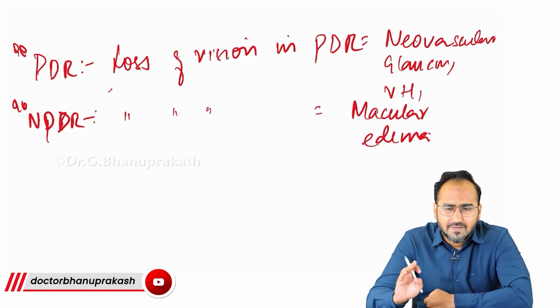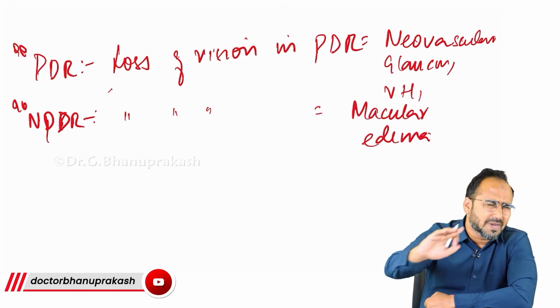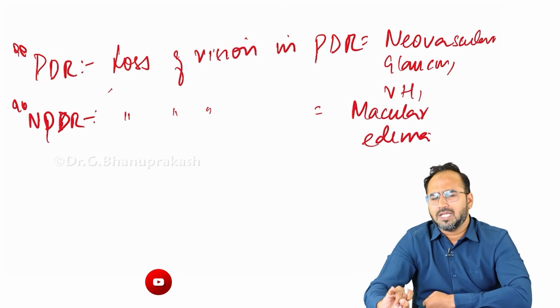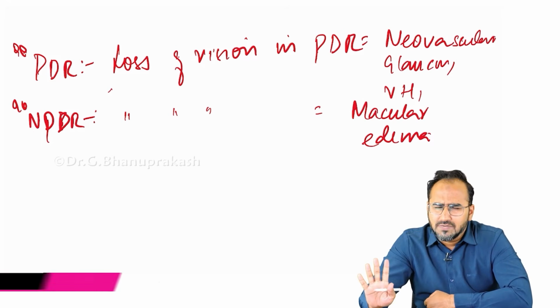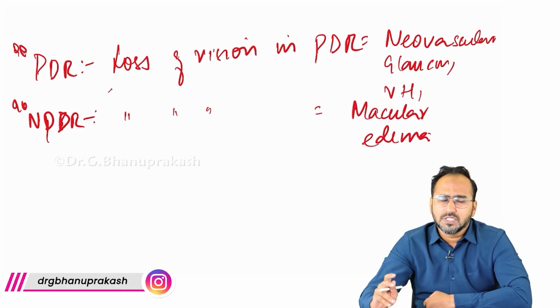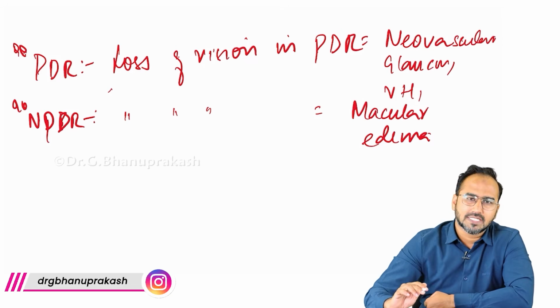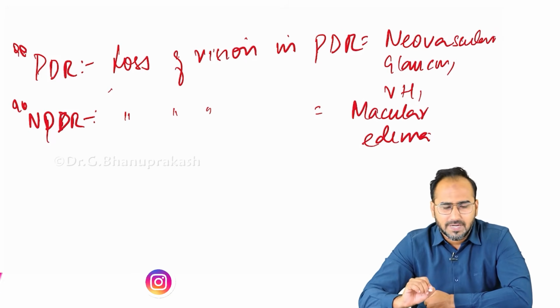In non-proliferative, you are seeing many features, guys. In proliferative, it is characterized only by neovascularization. In non-proliferative, you will see microaneurysm, dot and blot hemorrhage, macular edema, cotton wool spots, and hard exudates. These are the features of non-proliferative diabetic retinopathy.